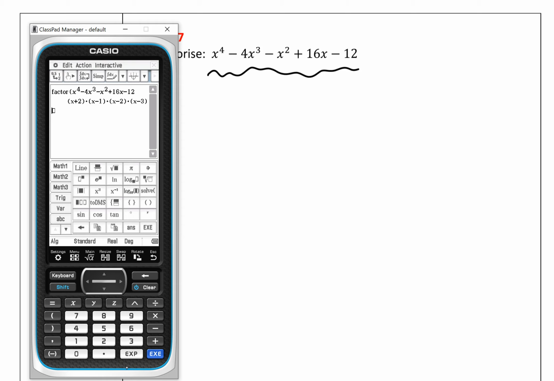If we had something that wasn't a very nice form, or we suspect it could be simplified further, there's a simp button just here. Now, if it could be simplified, it would there. So what have we found? We know that this is equal to x plus 2, x minus 1, x minus 2, and x minus 3. So from here we'd be able to sketch.